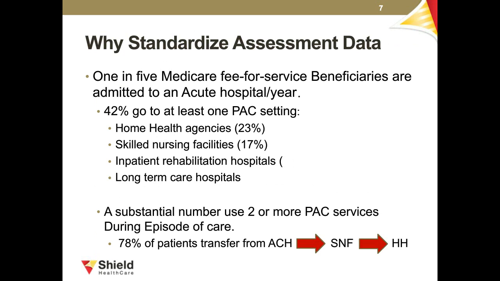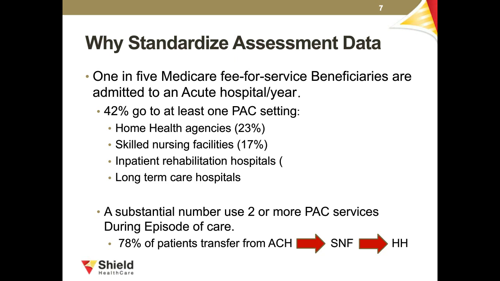So why do we have to even have this whole issue of standardized data? Well, the reason for it is 1 in 5 fee-for-service Medicare beneficiaries is admitted to an acute care hospital each year. And of those patients in an acute care facility, about 42% actually go to one of the post-acute care settings following their hospitalization. About 23% to home health, 17% to skilled nursing, which are the ones that are really tracked because they're the most common. Inpatient rehab hospitals and long-term care hospitals share the rest, about 2 or 3% of patients that go to a PAC setting.